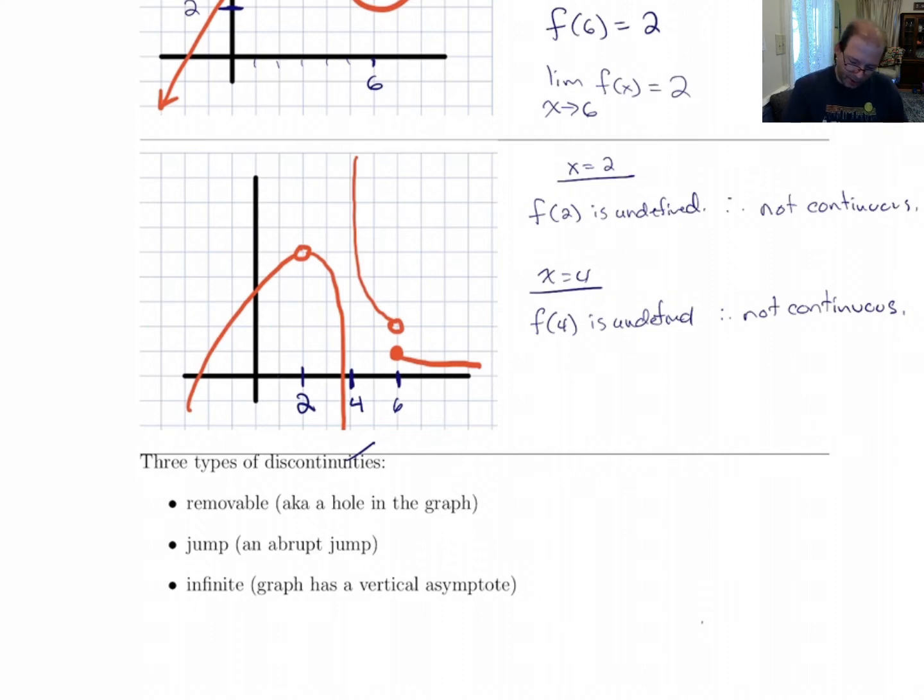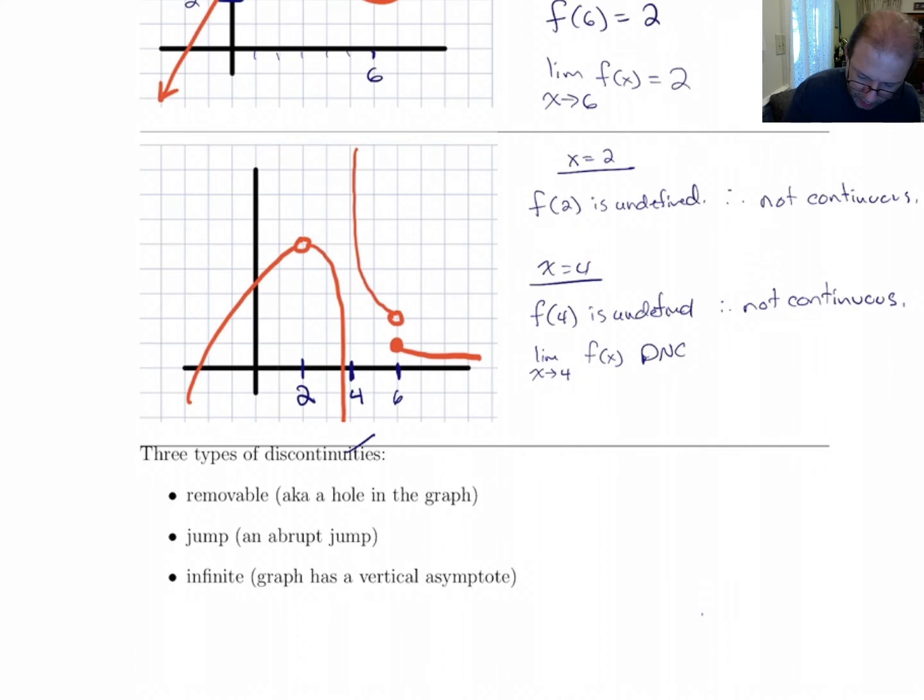All right, let's look at the limit too. That's enough right there for us to say it's not continuous, but let's look at the limit as well. If we look at the limit as x goes to 4 of this function, this limit does not exist. It's infinity from one side, negative infinity from the other side, and so overall does not exist. And so they can't be equal to each other.